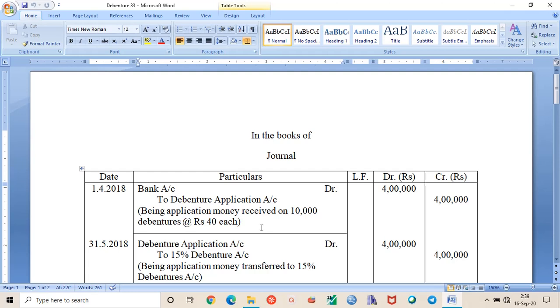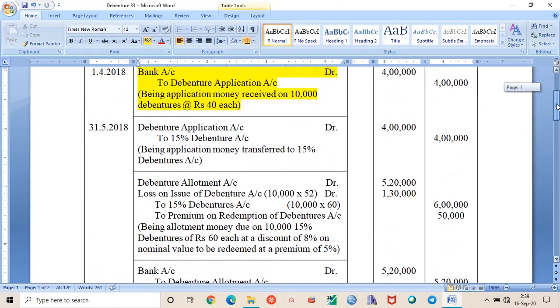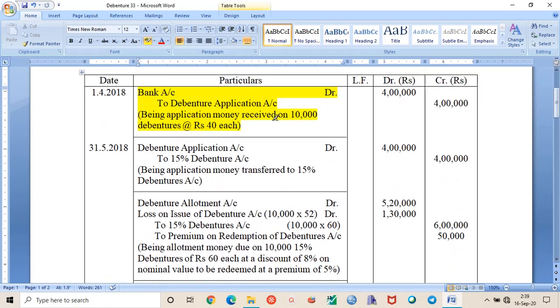So this is the first entry. Let me use this highlighter, let's use the yellow one today. So this is the first entry that we made: bank account debit to application account. Now application account debit to debentures account. So this is the entry.